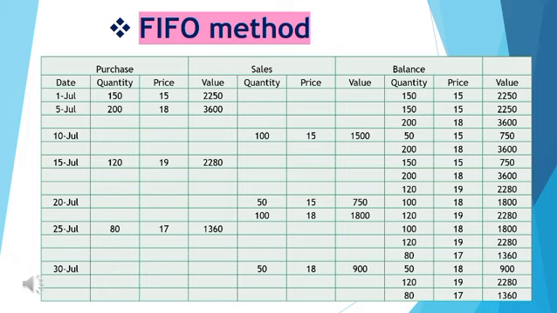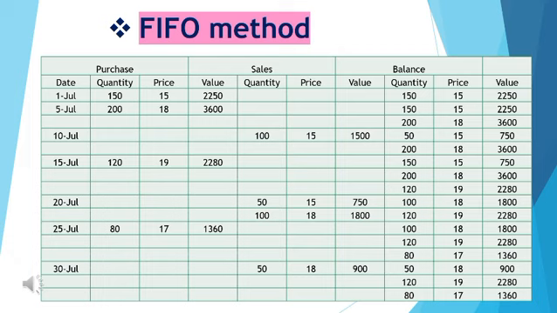Okay, now let's look at how to calculate using the FIFO method. On July 1st, 150 units are purchased at 15 rupees each. Total value is 2250 rupees. This is the opening stock. Next, on July 5th, 200 units are purchased at 18 rupees each. So now the balance is 150 units at 15 rupees, 200 units at 18 rupees.